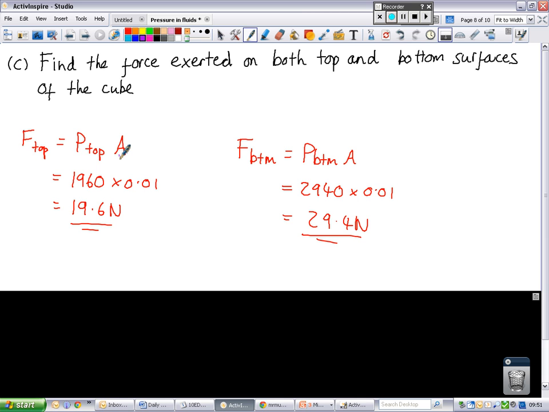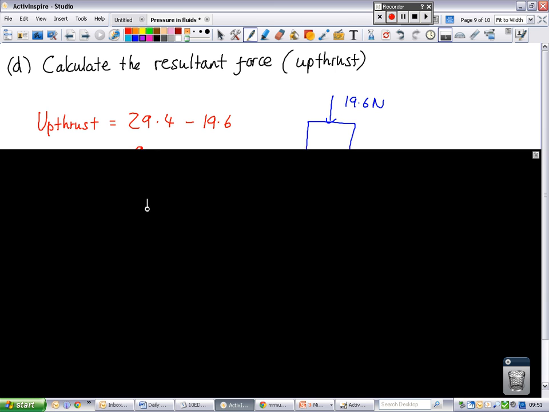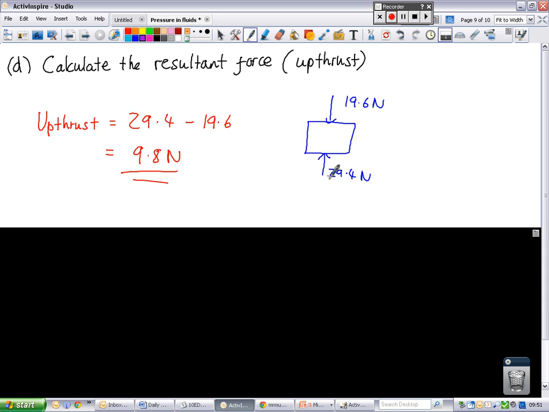Force is equal to pressure times area. The area is the same for both the top and the bottom surfaces, so because the pressure is bigger, you're going to have a bigger force over here. So you've got a difference in force, which means you've got a resultant force in the upwards direction. If you draw a simple free body diagram showing 29.4 newtons of force on the bottom versus 19.6 newtons of force on the top, your resultant force is in the upwards direction and it's 9.8 newtons.